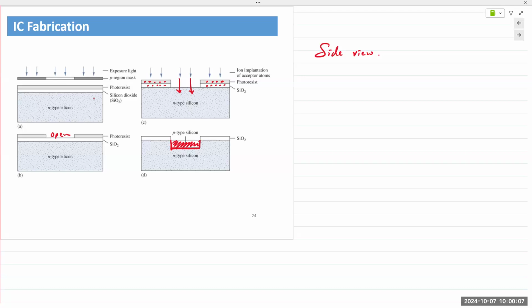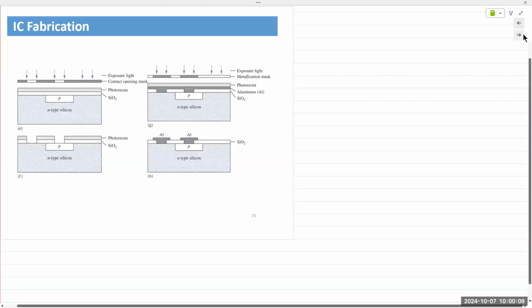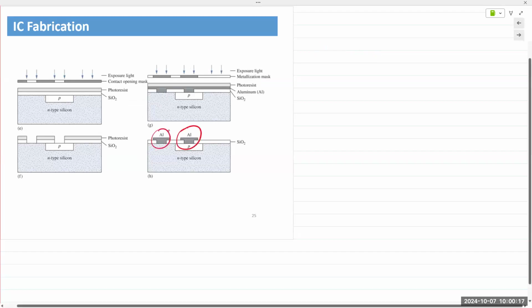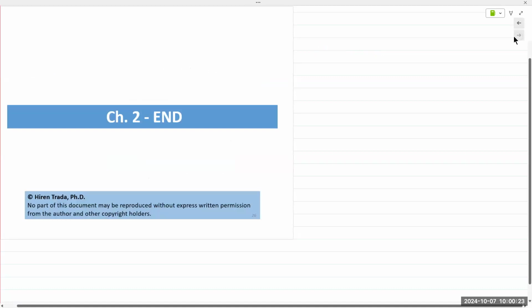So having said that, I'm going to end class here today. Here again, this is basically just the same thing. Aluminum contacts separated by the oxide material. So now I'm going to end class here today, and I'll pick up with chapter 3 on Wednesday.